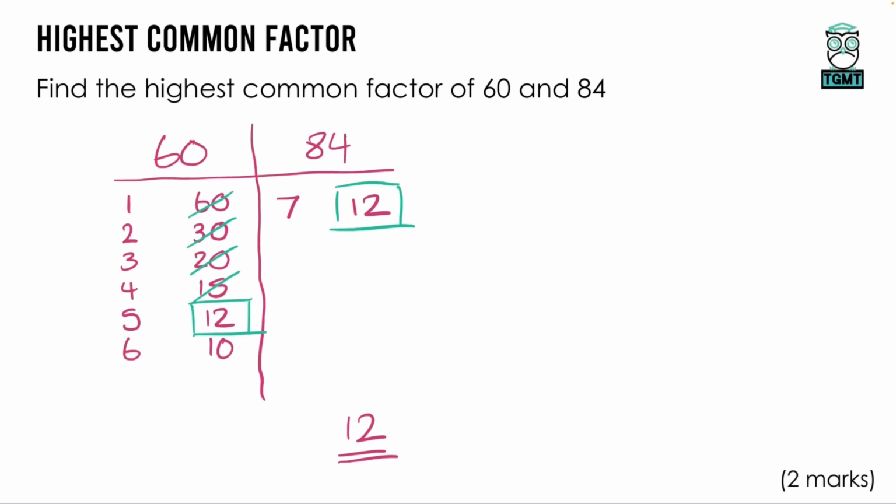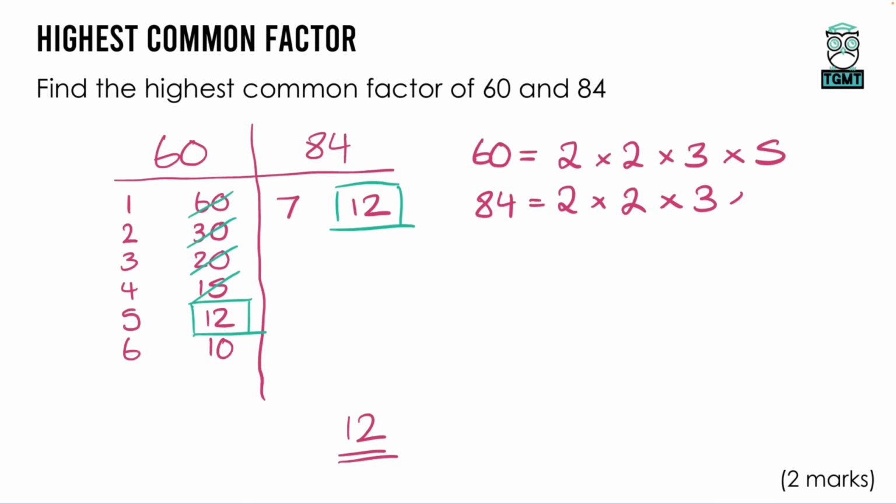Now you can use your fact button, or you can write them as a product of prime factors. So if I do 60 as a product of prime factors, that comes out as 2 times 2 times 3 times 5. And you can do the same for 84. And 84, and again I'm just doing this on my calculator, but you can write it out as a product of prime factors as well. That comes out as 2 times 2 times 3 times 7.